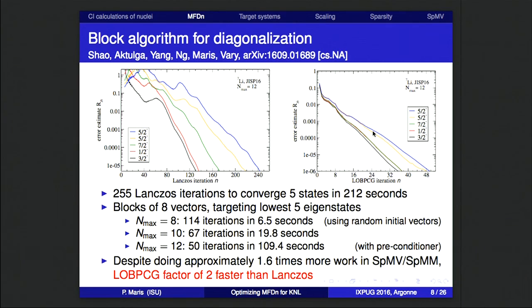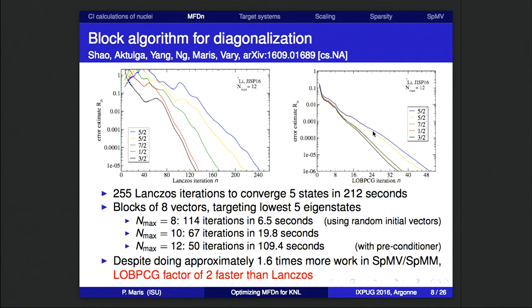A few words about that LOBPCG algorithm. Here I compare the Lanczos algorithm for the first 5 states of a particular nucleus, and we need about 250, 260 iterations to get these all converged. With the LOBPCG algorithm, if we start with an initial guess coming from a smaller model space and use a suitable preconditioner based on the diagonal matrix tiles, then we can get the same number of states converged in about 50 iterations. Of course, per iteration, in this case, we would do the equivalent of 8 SpMV.